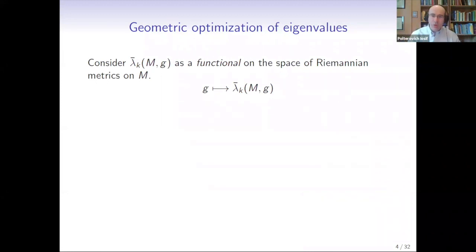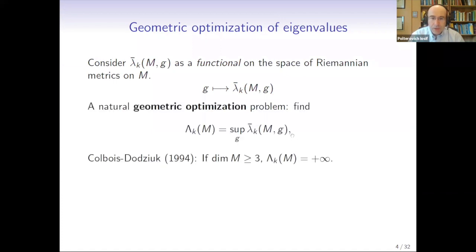So essentially our philosophy is that we look at this normalized lambda k, which we call lambda k bar, as a functional on the space of Riemannian metrics. So to each metric, we can associate lambda k bar. And a natural geometric optimization problem is to find the supremum of lambda k bar over all metrics. And why I'm saying that it's natural to find a supremum, because it's actually quite easy to show that the infimum would always be 0. So that's not an interesting question.